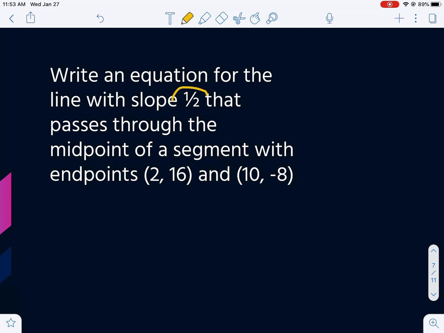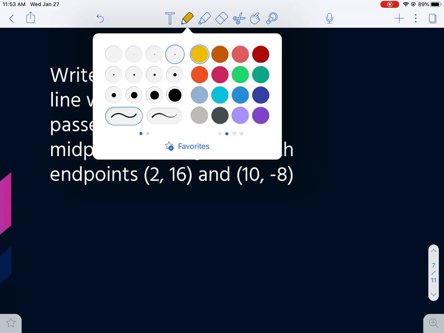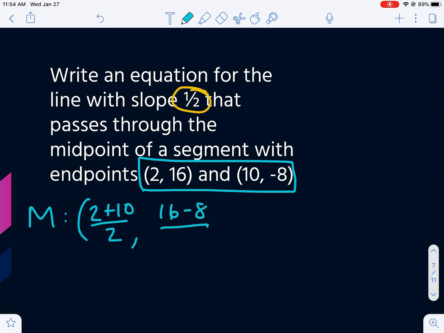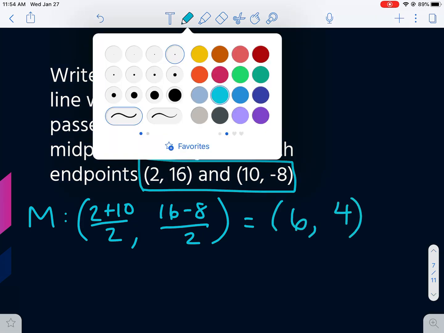Another one just like that. This time my slope is a half, and it's going through the midpoint of these 2 points. So I'm starting by finding my midpoint. I'm going to average my x's. 2 plus 10 is 12, divided by 2, I get 6. 16 minus 8 is 8, divided by 2, I get 4.